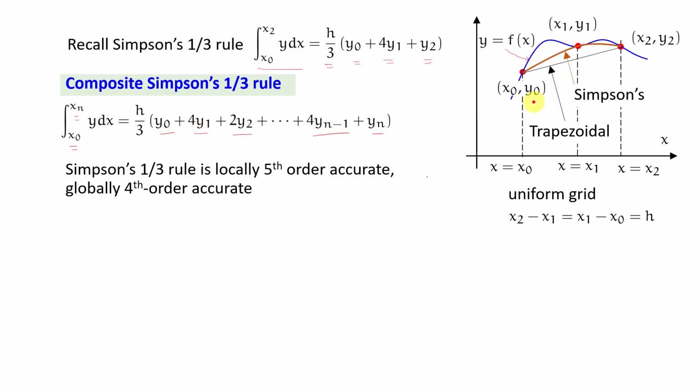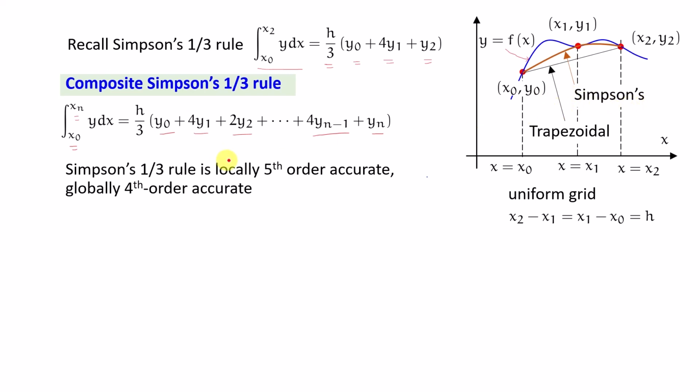To implement this, we need at least 2 intervals, and after this segment, in the next segment I again need 2 intervals. So points 1, 2, 3, then 3, 4, 5, then 5, 6, 7, and so on. We always need an odd number of points to implement Simpson's 1/3 rule. An odd number of points means an even number of intervals. So we always need an even number of intervals to implement Simpson's 1/3 rule.